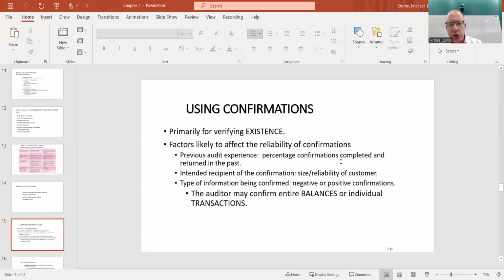Okay, the type of information being confirmed, that is a negative or positive confirmation. We're going to look at that in just a second. And the auditor may confirm entire balances or individual transactions. So you can write to a particular customer, this is your total balance. Can you confirm? Or you can just look at a particular transaction. You have this account receivable for September 9th. Is that true? Okay. That's up to the auditor, which one you want to do.